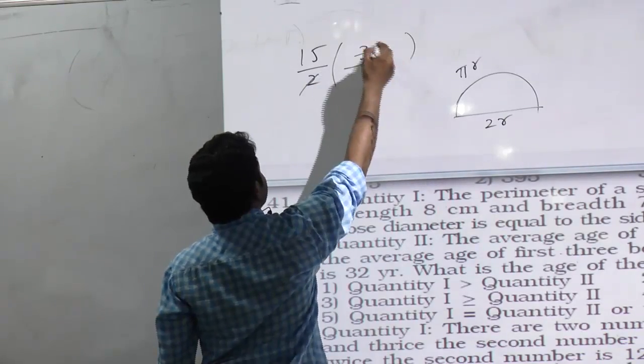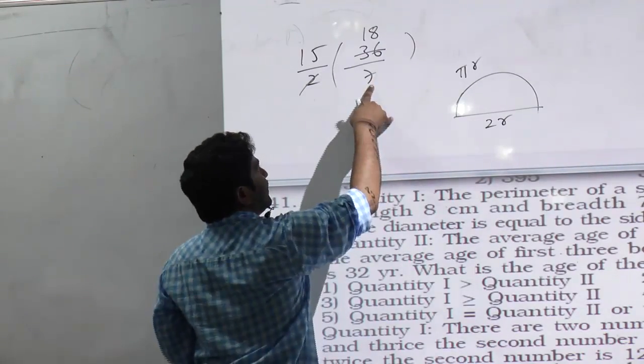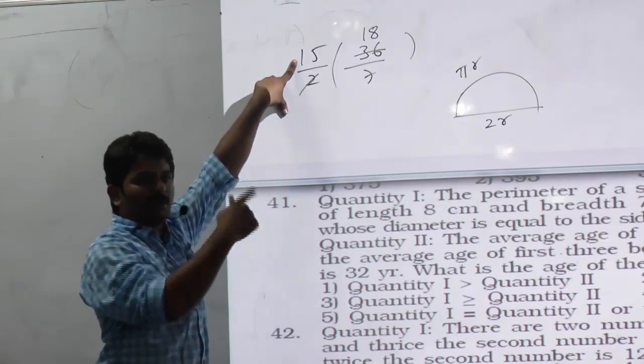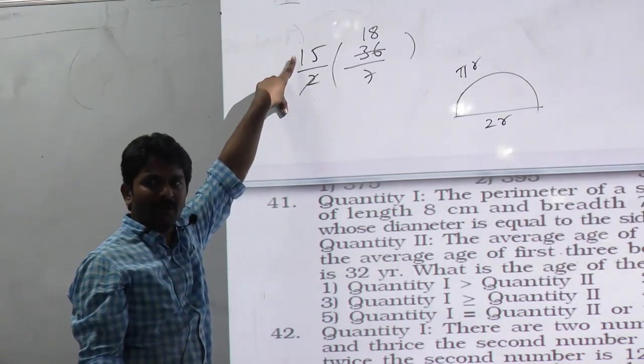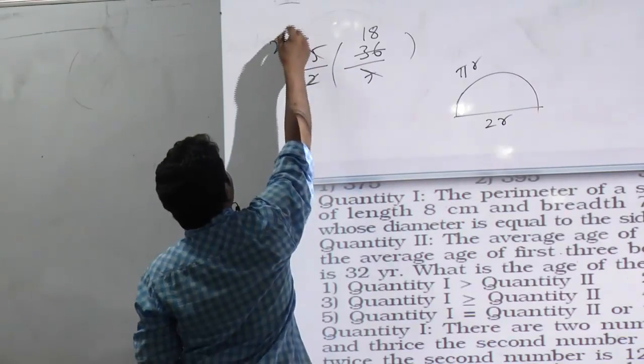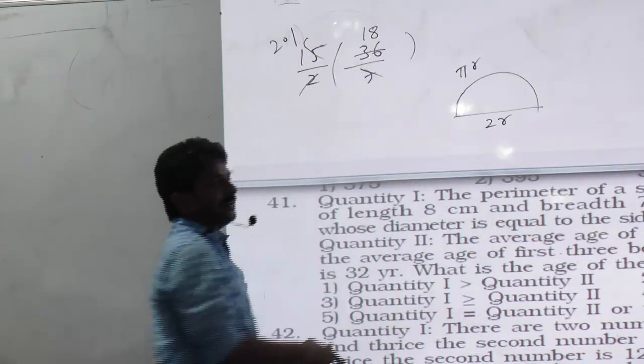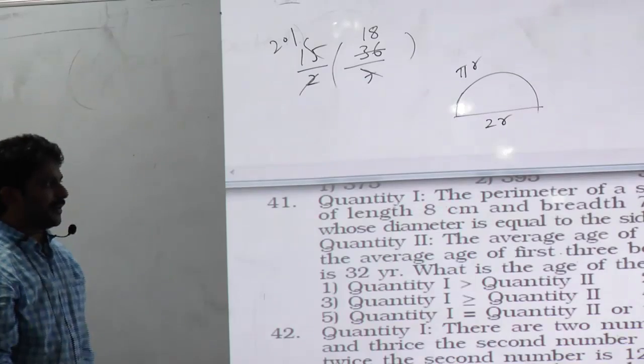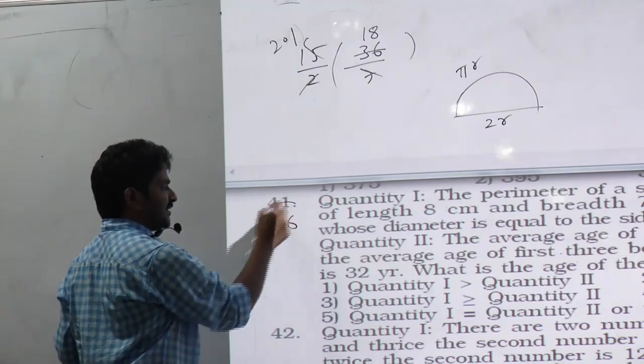How many times is this? 15 by 2 into 36 by 7 gives 18 times 36 by 7. 2.1 times 7 is near about 15, so I can treat this number as 2.1. 2.1 into 18 is 36 point something. Answer should be nearby 36. Quantity 1 is 36.